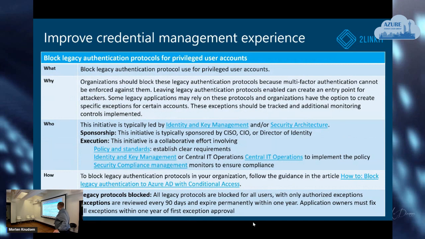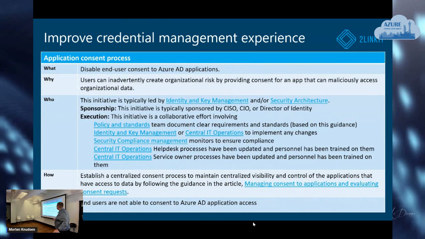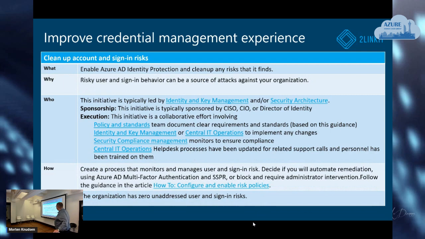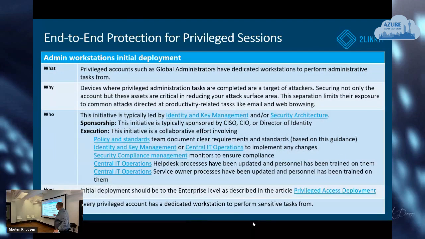Plugging the legacy authentication protocols, POP3, IMAP, all these things, getting rid of those is also part of your recommendation, and the application consent process. And again, clean up account and sign-in risk. That is also important, and understand if we have any accounts that are already being hacked or used. I've seen that happen a few times, and it goes really, really fast if you have a hacker in the house. And lastly, we want to set up these machines so that when we have a tiering model, we can only access tier zero environments from specific machines. So I'm not going to touch on that, but that's also part of the recommendation.